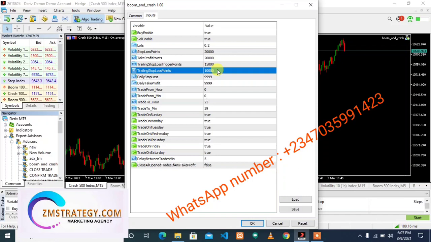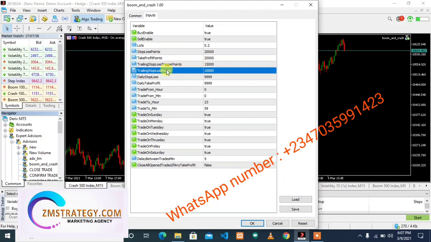Now the robot should close the trade and protect our profit at 10,000 points, which is our trailing stop. Our take profit here is 20,000 points, and our trigger point here is 15,000 points. It means that if we are trading a buy trade and the market started going up and it goes above 15,000 points, automatically our trailing stop is going to activate.